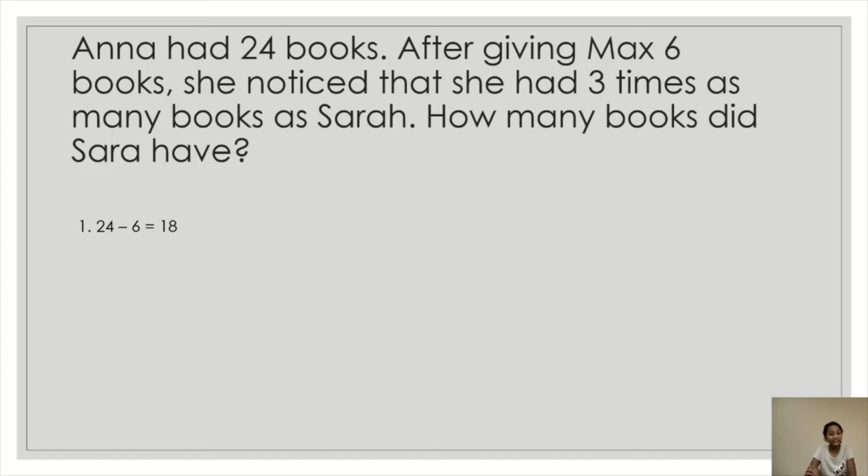Now you found out what Anna has now. She has 18. And then she noticed that she had 3 times as many books as Sarah. So if she has 18 and she has 3 times as many books as Sarah, then what do you need to do? That means 18 is 3 times some number. And you need to find out that some number.